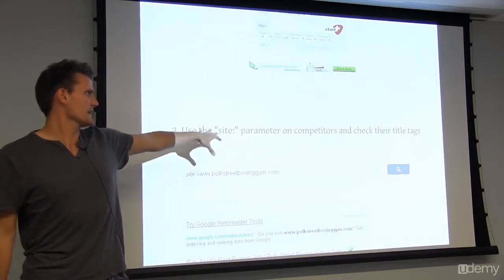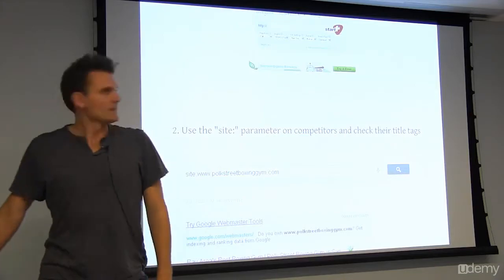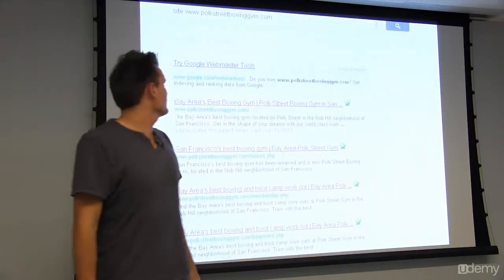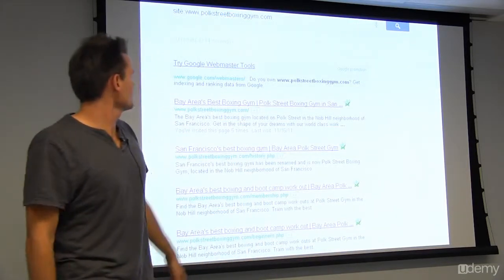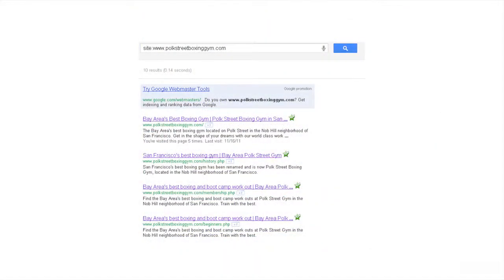The next one is using the site parameter on competitors and checking their title tags. I box at a gym on Polk Street called the Polk Street Gym. And as we know, your title tags are the most important piece of on-page optimization. So in general, when you use site:website.com, you get all of the pages listed in the index, and you get a glimpse at their title tags.